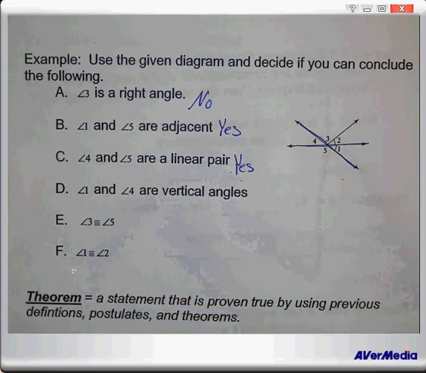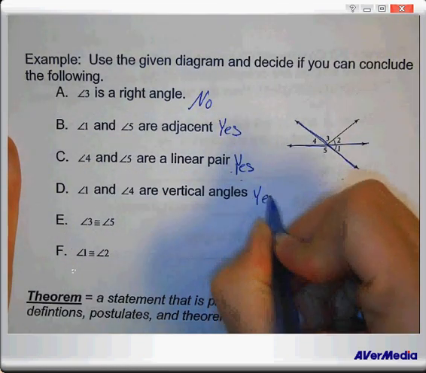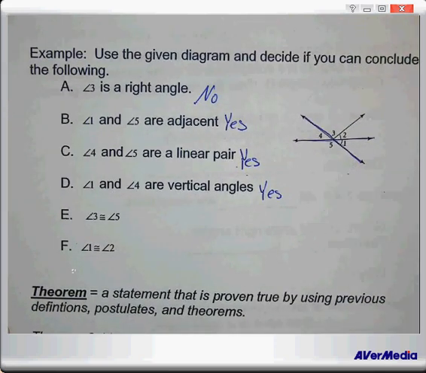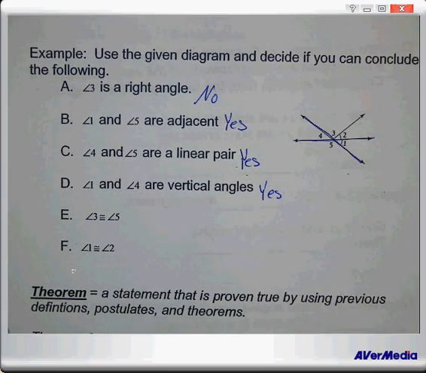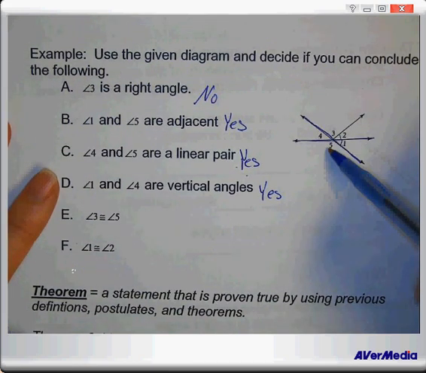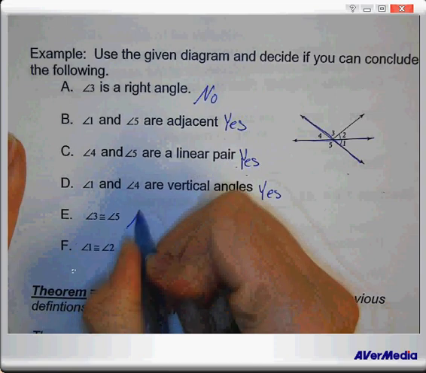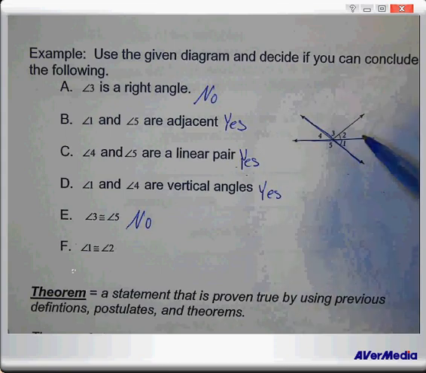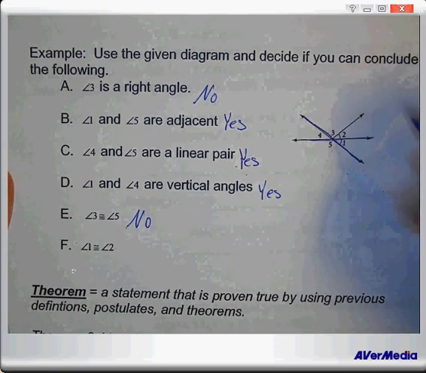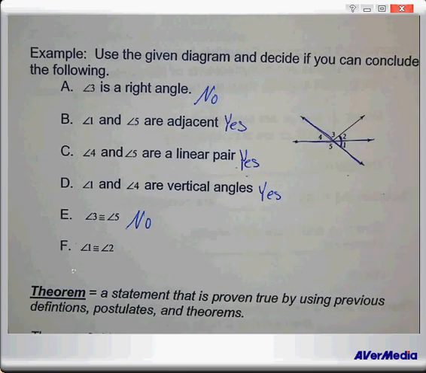Now, let's look at angle 1 and angle 2. Oh, look, they have arc marks right here. Arc marks say they're congruent to each other. So, since they're marked in the diagram, can I assume they're congruent? Yes, because it is marked in the diagram. So if the diagram has it marked, then we can do a little more assuming.